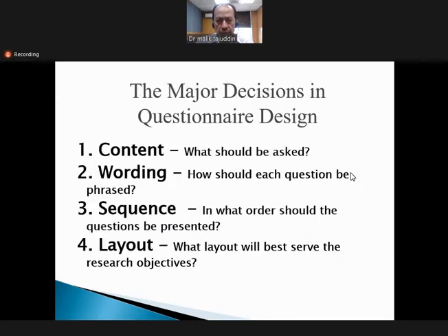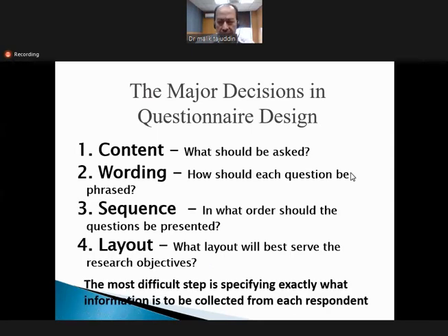real survey field. The major decisions in questionnaire design: what are the contents of the questionnaire, what should be asked; then what will be the wording of the questionnaire, how should each question be phrased; what will be the sequence, which questions will come first and which will come after them, and in what order the questions should be presented; then what will be the layout of your questionnaire. As I said, it is in the form of a booklet, a leaflet, or some oral interview and recording that interview on your mobile, etc. And what layout will best serve your research objective. This is what we mean by layout.